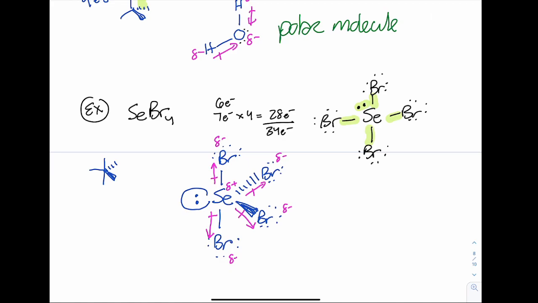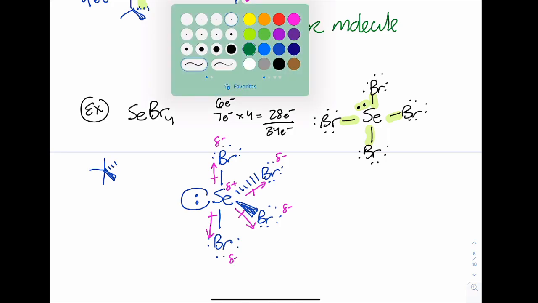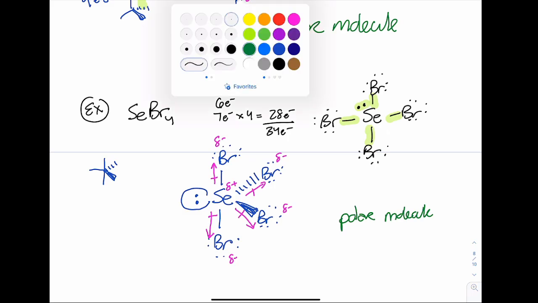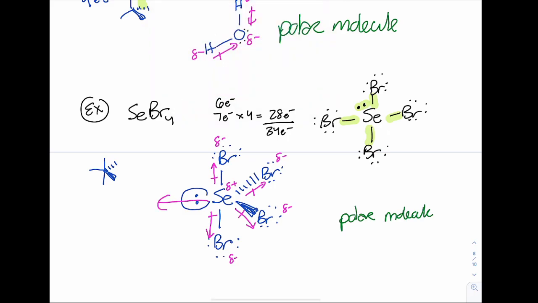So what do you guys think? My selenium tetrabromide, is this going to be a polar molecule or a non-polar molecule? If you guys are thinking polar, you're correct. So for this basic shape to be non-polar, I would actually have to have another one going in this direction to counteract it, and I don't.